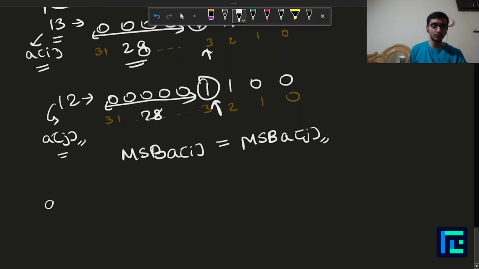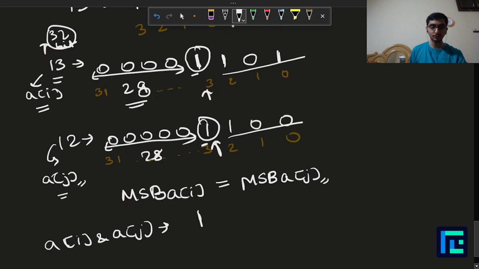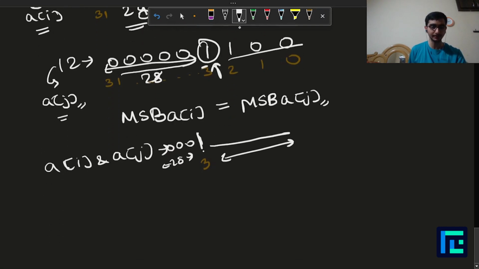Let's check. Now if I do A of i bitwise AND A of j, then obviously the bitwise AND of these two bits would be 1, right? Let's forget what would be the bitwise AND here. That is not necessary, and we'll prove why it's not necessary. So here at the third index, I would have a 1. Obviously, all the indices before it would be 0 in both the bitwise AND and bitwise OR, because each one of them is 0. So there are exactly 28 zeros, and this is 1. And I don't need to consider what is here, right? Let's forget it for a second.